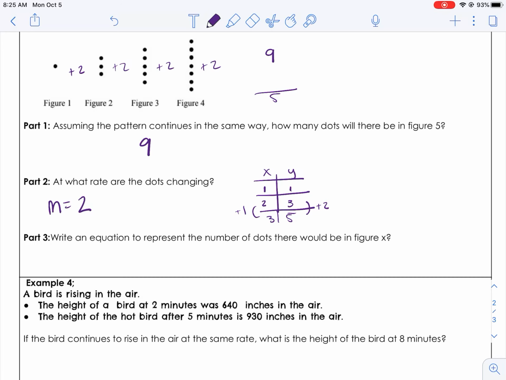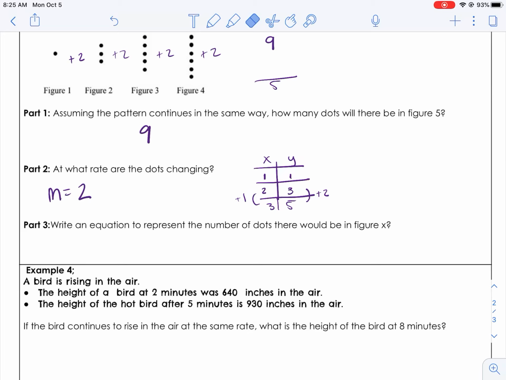But then it says write an equation to represent the number of dots that would be in figure X. To do that, we've got to find our y-intercept. So I'm going to work backwards. So I'm going to subtract 1, and I'm going to subtract 2. So that's going to give us our y value when x is 0. So 1 minus 2 is negative 1. So that tells us our y-intercept is negative 1. So our equation would be y equals 2x minus 1.